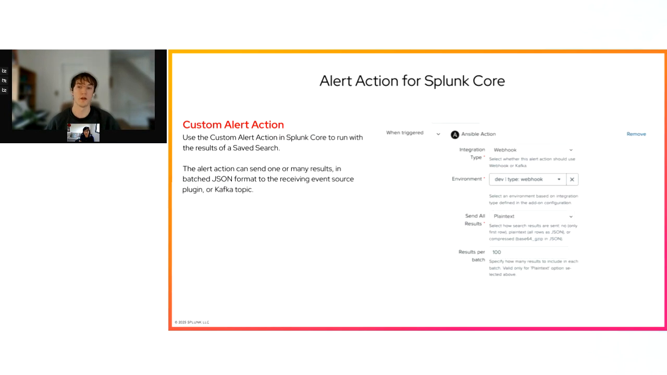There's also an alert action for Splunk Core. And so that will automatically take the results of a saved search. And you can either send just one, the first result, or many in a batched JSON or plain text format.